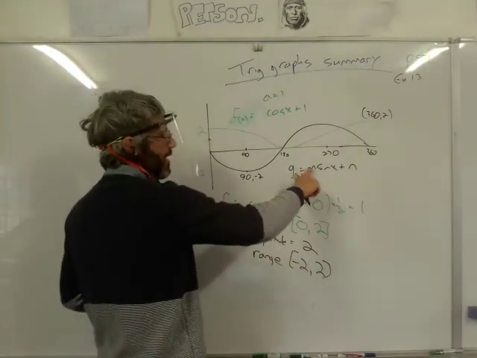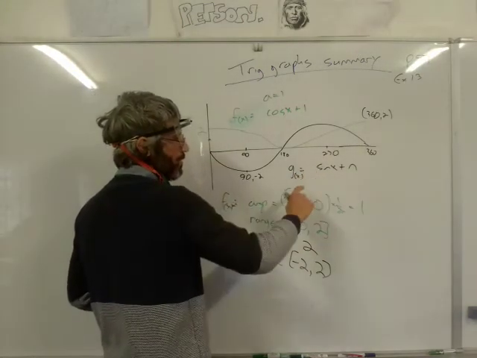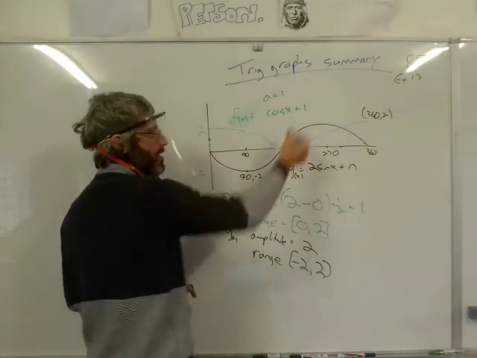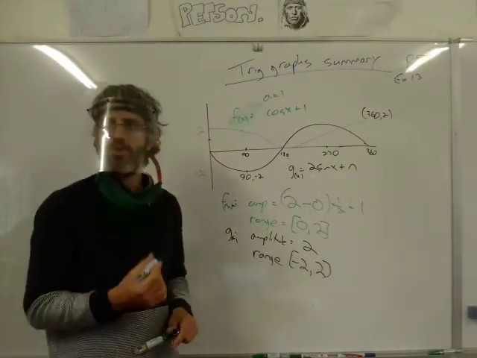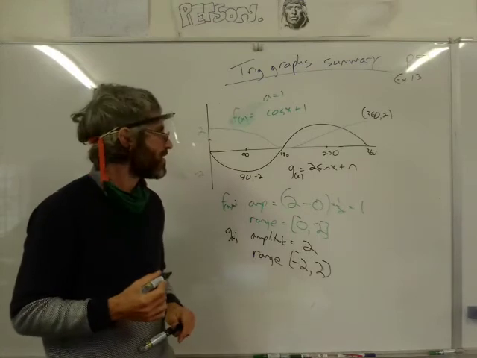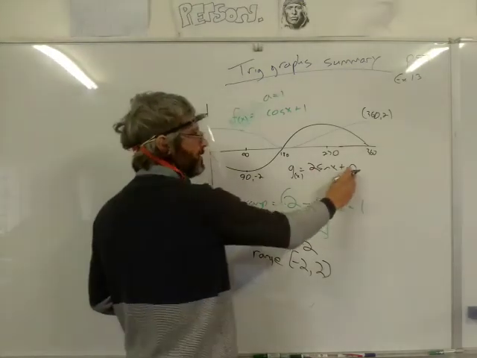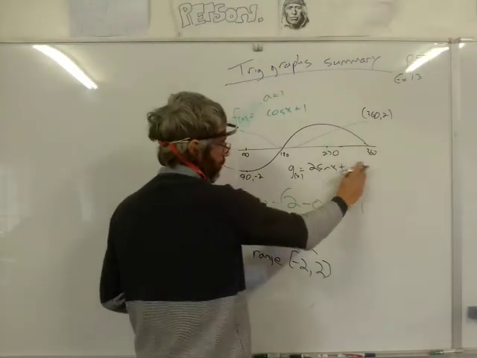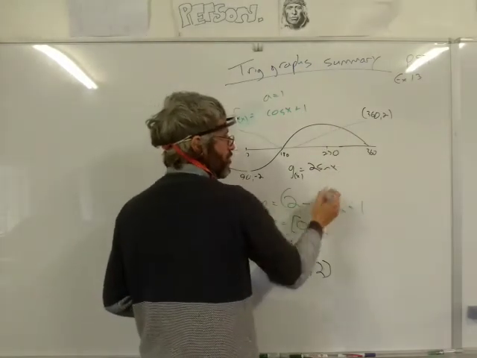What will that be? m equal to 2, because the amplitude we said is your m, the coefficient of the sine x. And n is 0. When you don't have any vertical shift, n is 0.